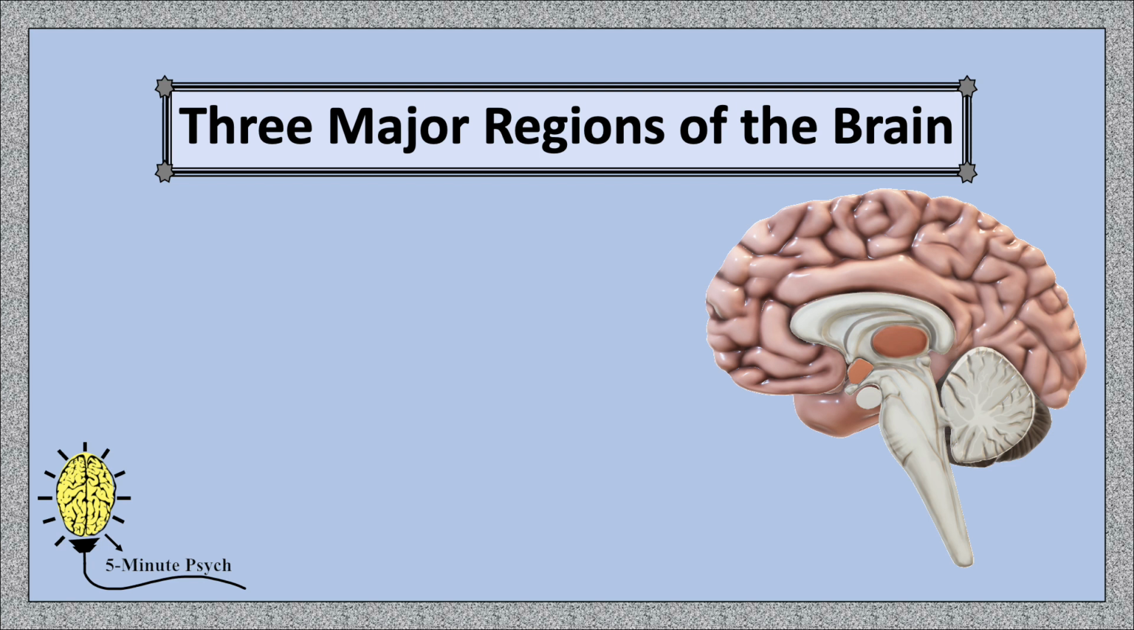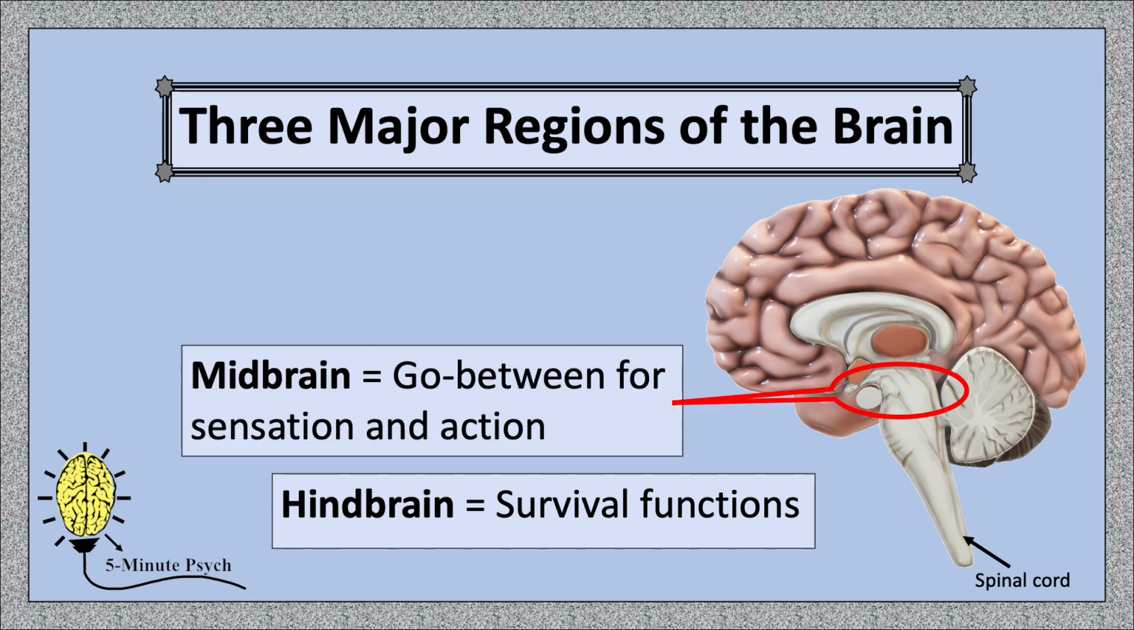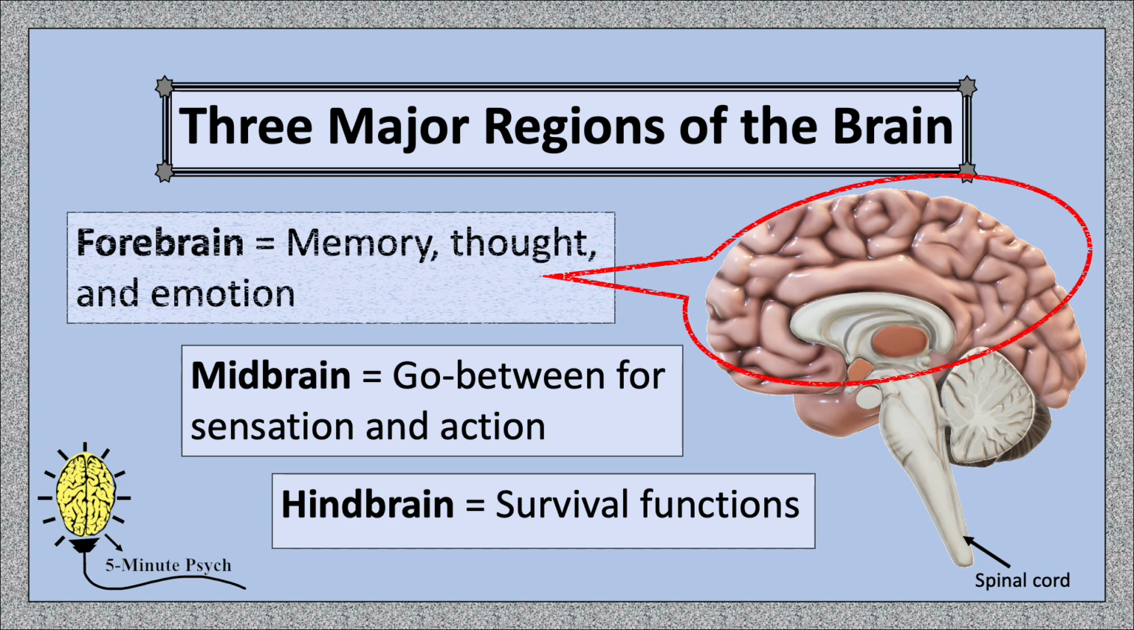The brain can be divided up into three major regions, with each region corresponding to where it's located relative to the spinal cord. The first area above the spinal cord is the hindbrain, which is the first to develop, and this is good because it's important for survival functions. Next is the midbrain, which can be thought of as the go-between for sensation and action. And then the largest region and last to develop is the forebrain, which is involved in memory, thought, and emotion.